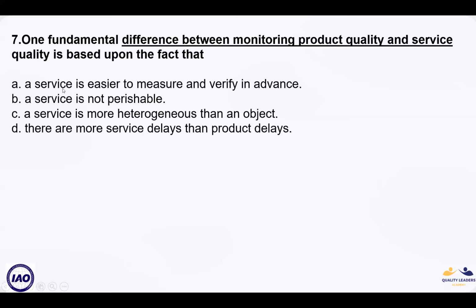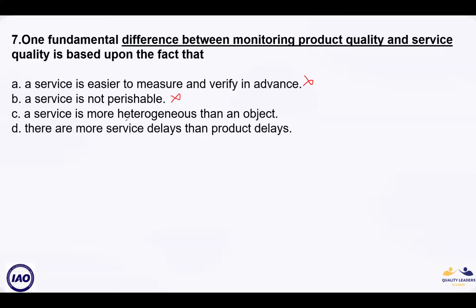So here, what it's saying is option A, a service is easier to measure and verify in advance. No, because we all know services are harder to verify in advance. It's quite the opposite rather. Now, option B, a service is not perishable. Again, this is the opposite because we all know services are perishable. In a way, an empty appointment slot is gone, unused OT time is gone. We can't reuse it again. They are perishable. So even this option is not right.